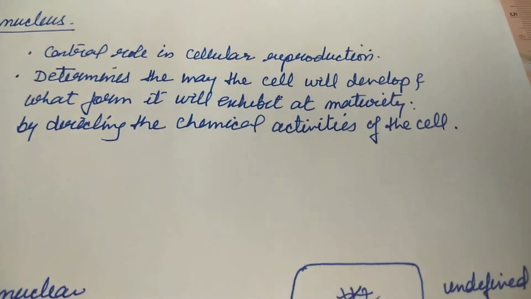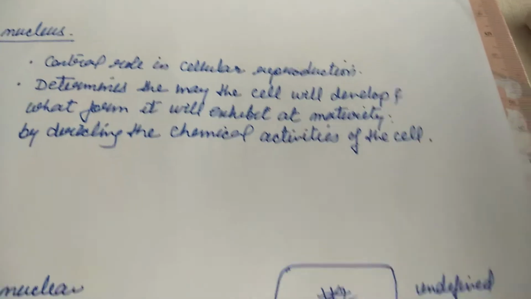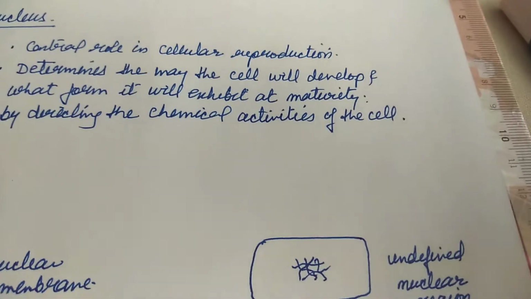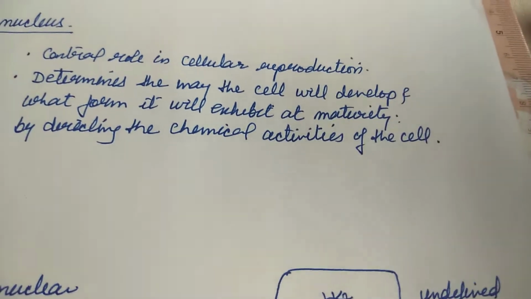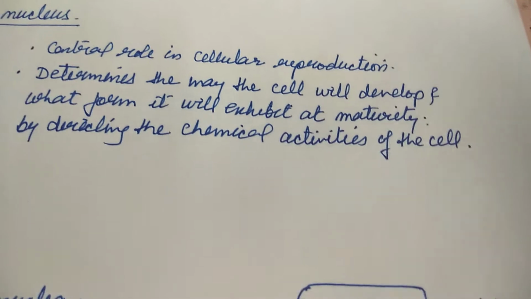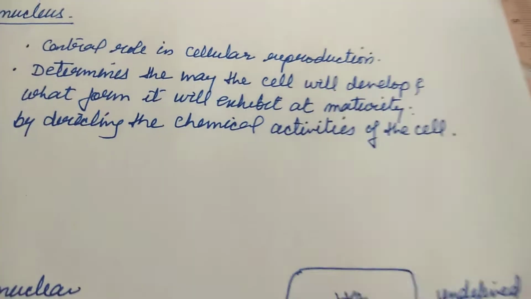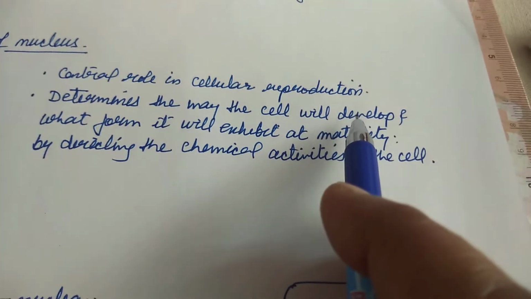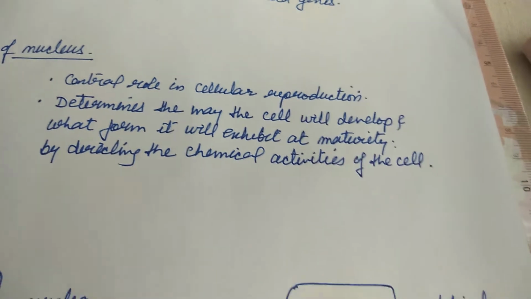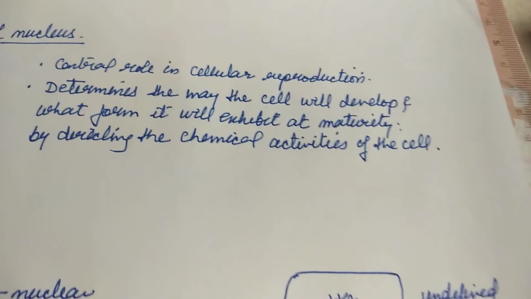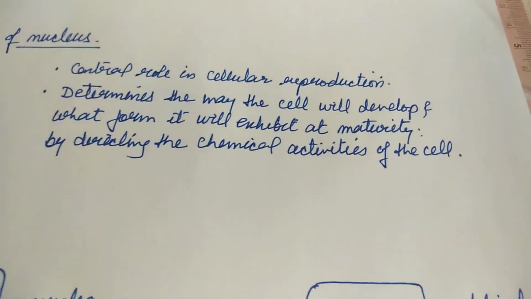From one cell only, every individual arises. So this cell will develop into a mango tree, or into a cat, or into a dog, or into a human being. That will be determined by this nucleus. So it determines the way the cell will develop, and what form it will exhibit at maturity. Every piece of information is there in the nucleus.